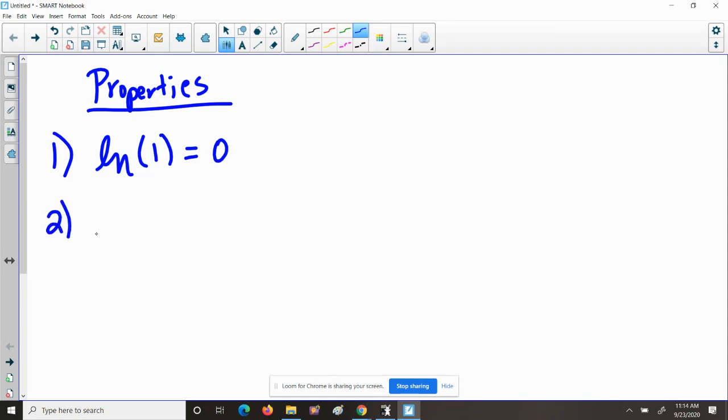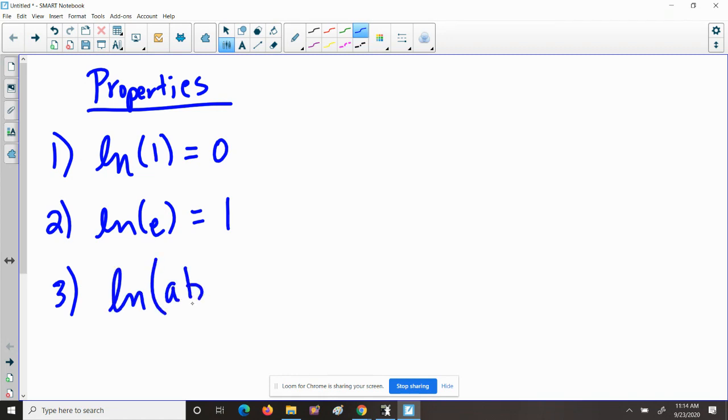Second, the natural log of e is 1. Again, very important when we are simplifying down. The next one has to do with multiplication. When we have the natural log of a times b, we can break that apart into an addition. We can call that natural log of a plus natural log of b.